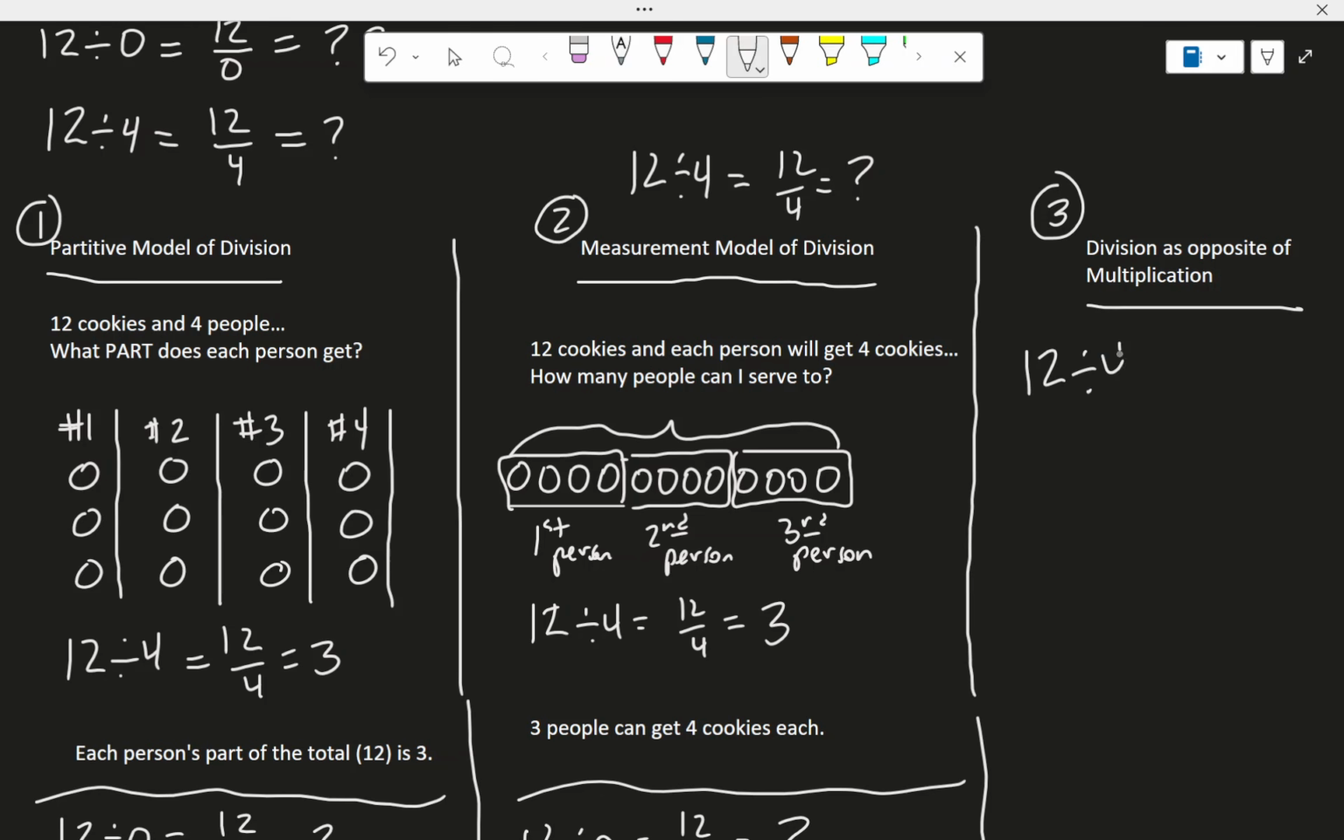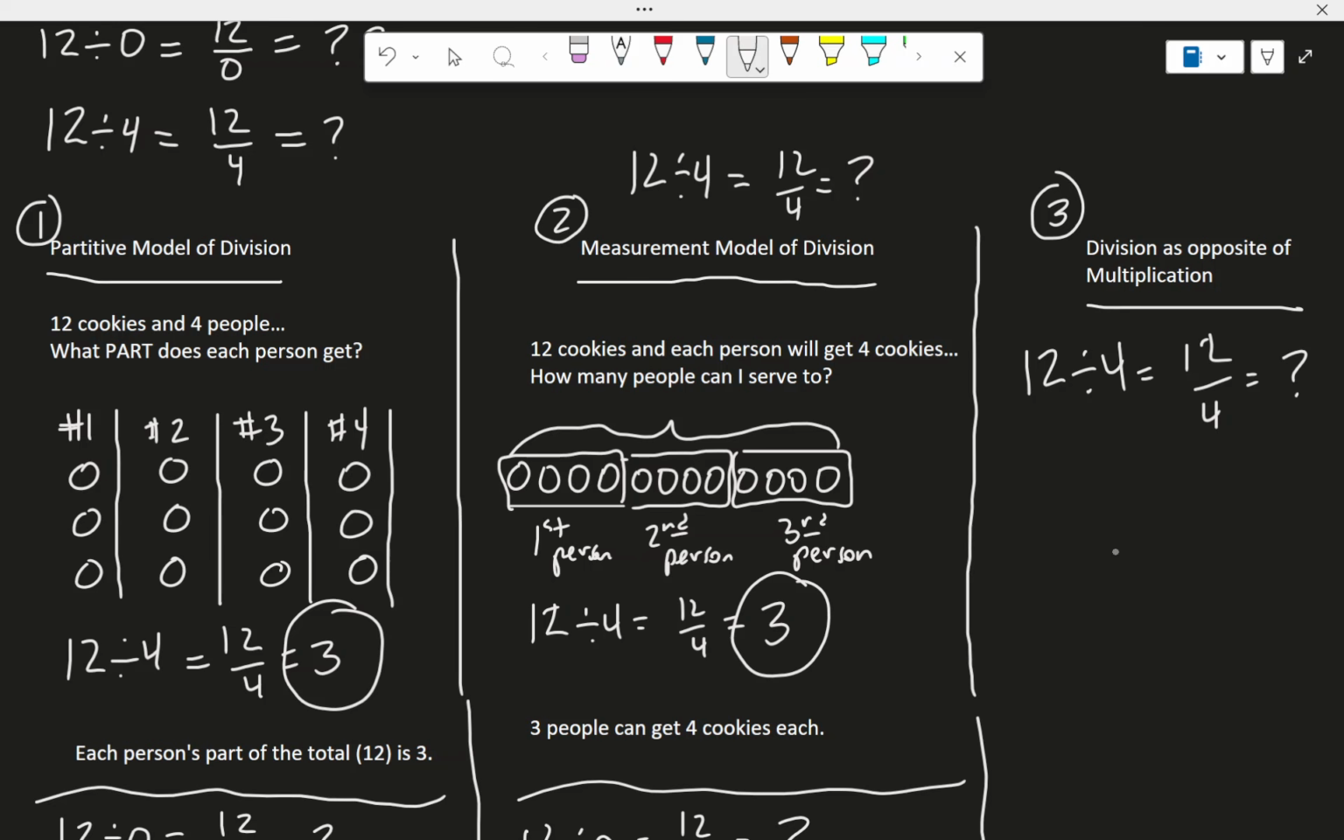Let's do 12 divided by 4. And so the question is, what is that? We know the answer is 3. We saw it with the partitive model. Over here, the answer was 3. We saw it with the measurement model. The answer was 3. And of course, we could think of it as division is the opposite of multiplication.